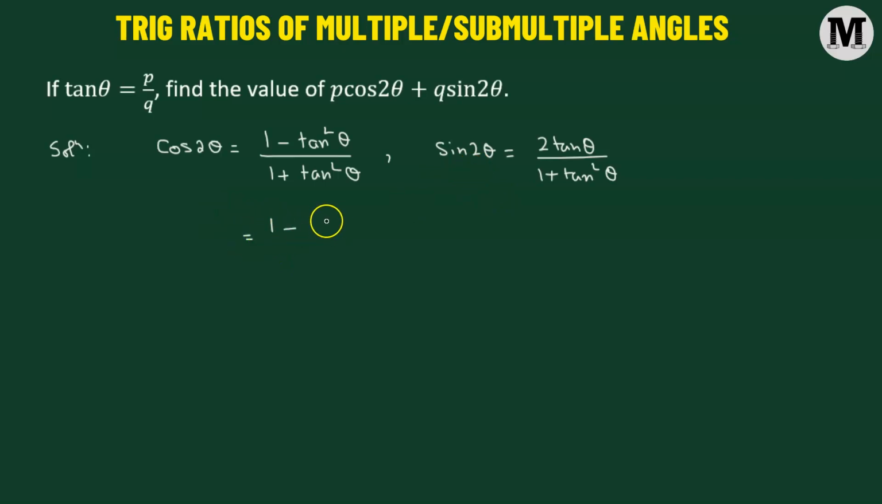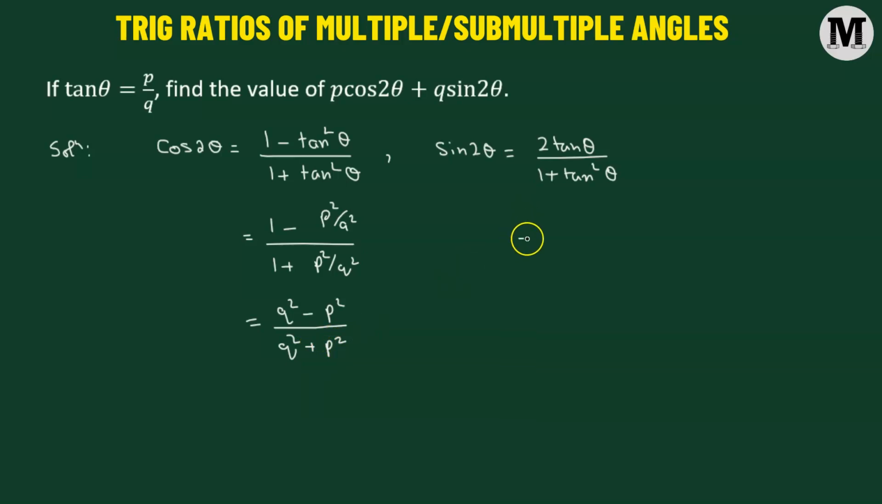We have 1 minus p squared over q squared divided by 1 plus p squared over q squared. Now multiplying both numerator and the denominator with q squared, we get q squared minus p squared divided by q squared plus p squared.